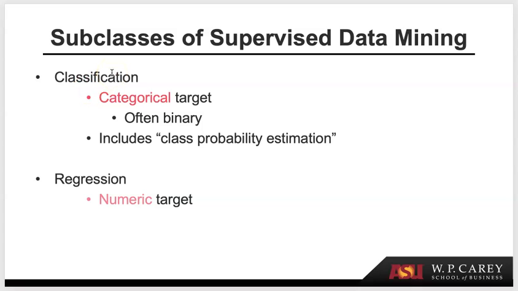How do we distinguish one from the other? Classification deals with a categorical target. In most cases, a binary categorical target, like yes or no. Either a patient has cancer or not. Either a customer leaves or stays with us. If that is the target of primary interest, then you have to develop a classification model.